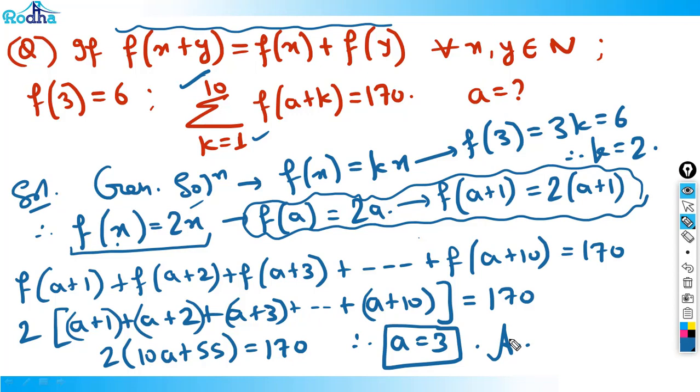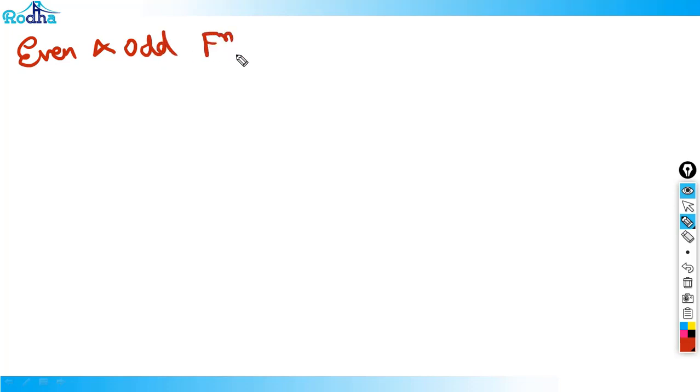Now I hope this part is clear. Once you're thorough with this part, finding a general solution in the function, then you can move to even and odd functions. We should know what are even and what are odd functions. So what is an even function?